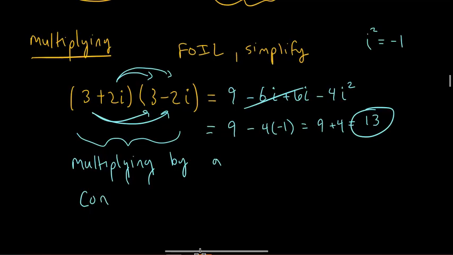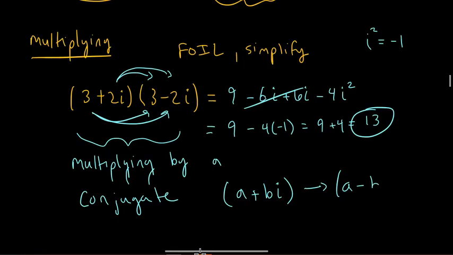Conjugate. I think it's a J and then a G. A conjugate is when you just change the sign in the middle. For example, if I have a plus bi, the conjugate of that is going to be a minus bi.